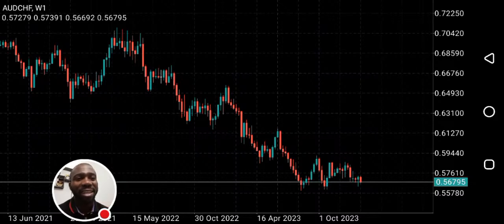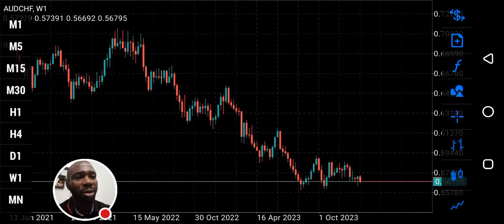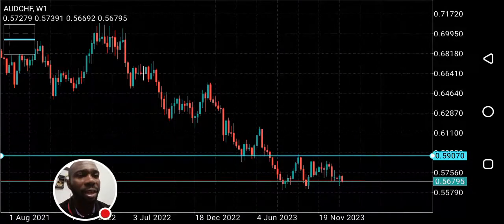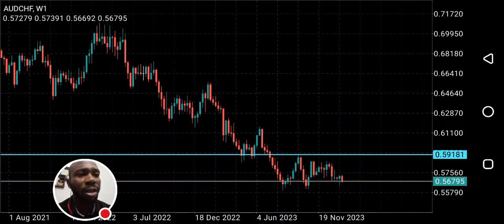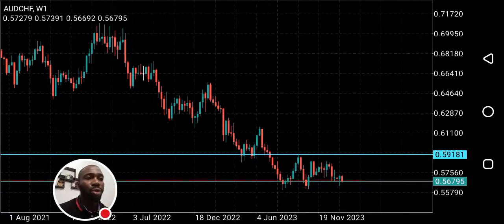So we cannot buy unless there's a shift in market structure, and the shift in market structure using the weekly time frame would occur if a candlestick closes above that last lower high. That is where the shift of market structure will take place. That is when we'll consider buying. That is when we change our bias from bearish to bullish. I hope that is clear.